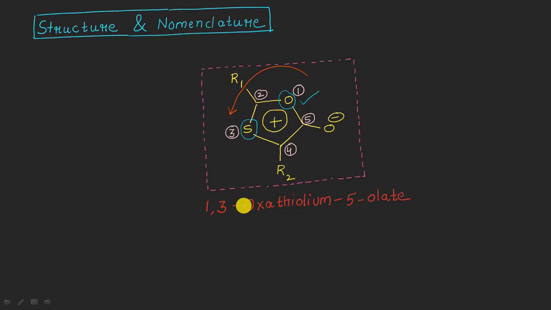And as you can see here, at position 1 we are having oxa. On position 3 we are having the sulfur, meaning the thiolium. So it will end with olate, which is present at position 5, which is very clear from this structure here, right? So the name will be 1,3-oxathiolium 5-olate, and this is the structure of this meso-ionic molecule.